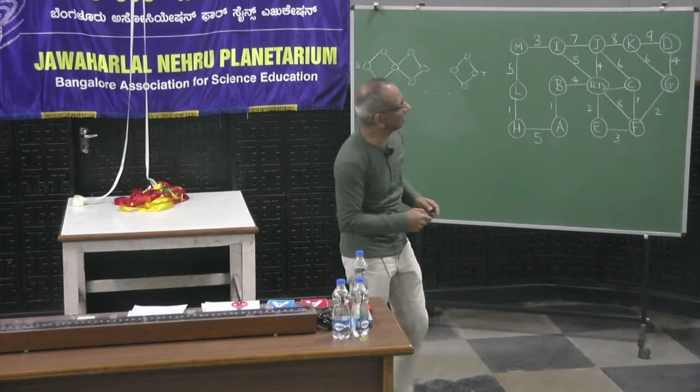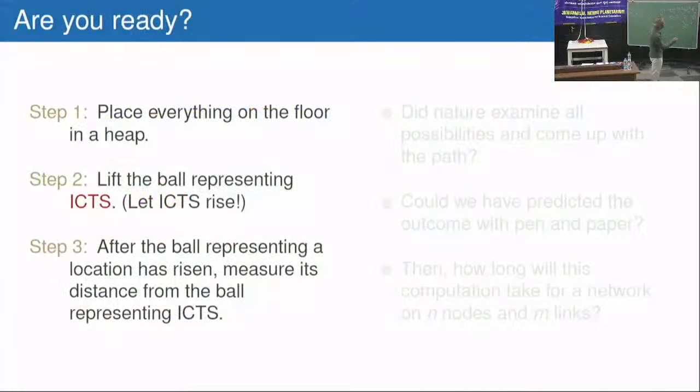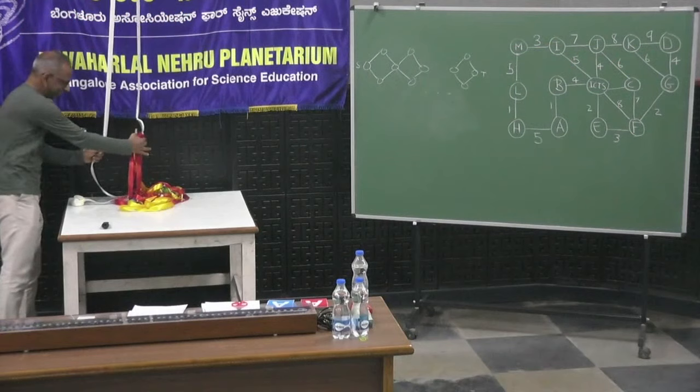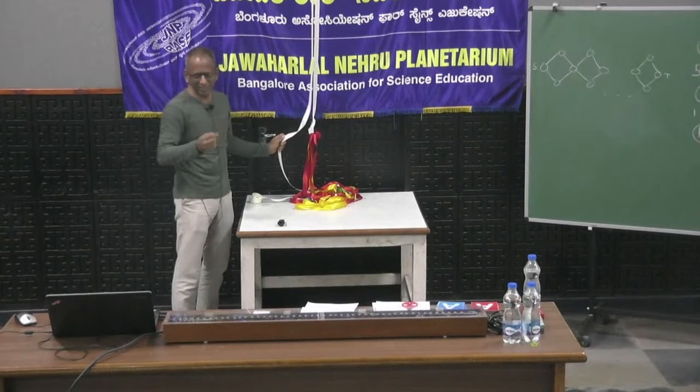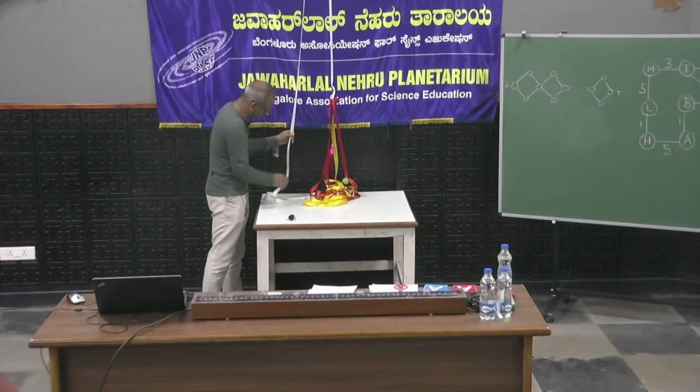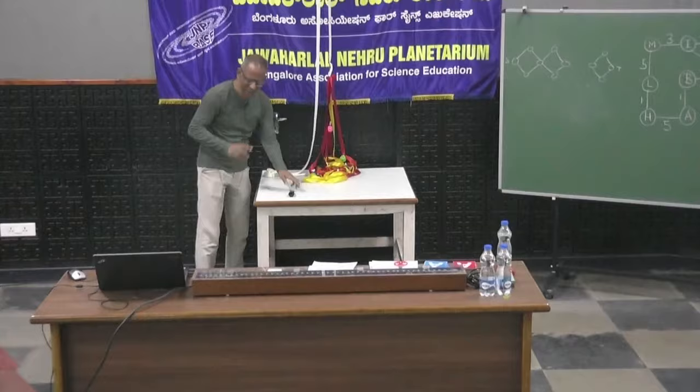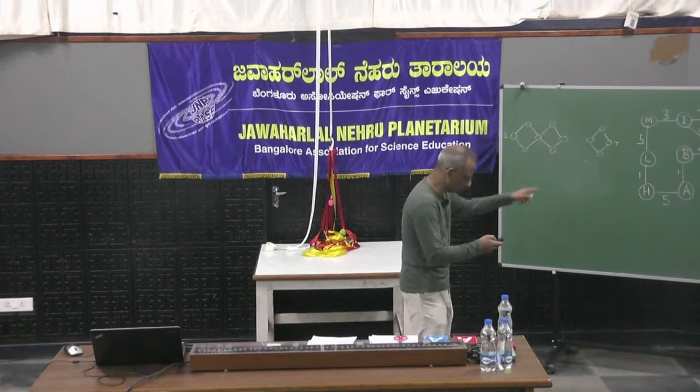And now what I propose to do is lift the ball corresponding to ICTS. Okay. So let me do it. You're ready? Yeah. So I lift it, and this is the ICTS ball. There is a label here, and it says ICTS 0 because the distance from ICTS to ICTS is 0. And then as I lift, at some point, some other ball starts rising. Now let us try to guess which ball would have risen. You can either look at this picture or here.